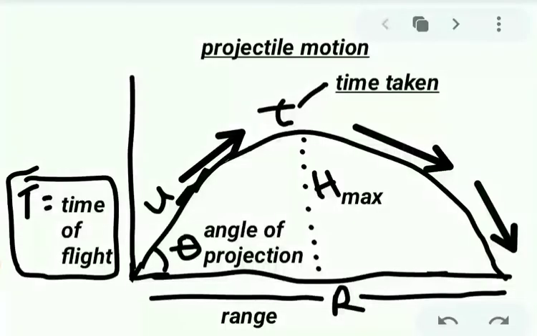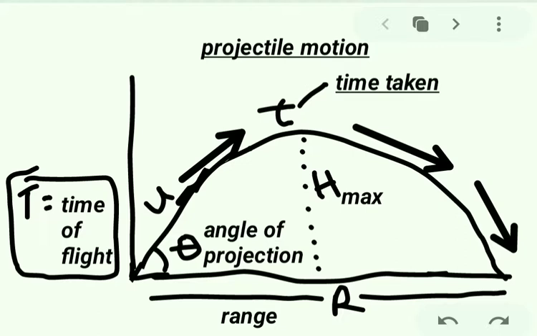Good everyone, today we'll be looking at projectile motion. Now before we talk about projectile motion, we have to throw more light on what a projectile is. A projectile is an object or a body which is launched into space to move freely under the action of gravity.